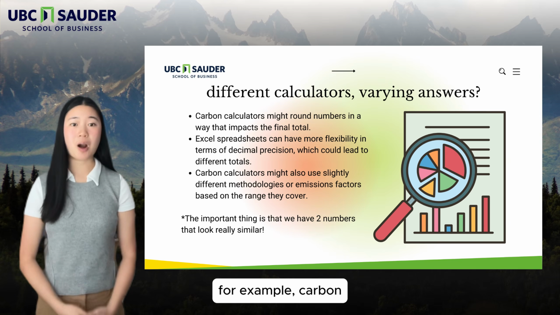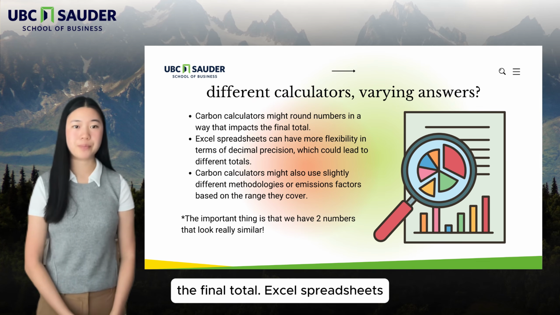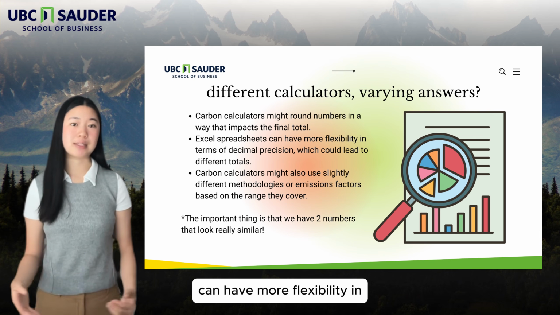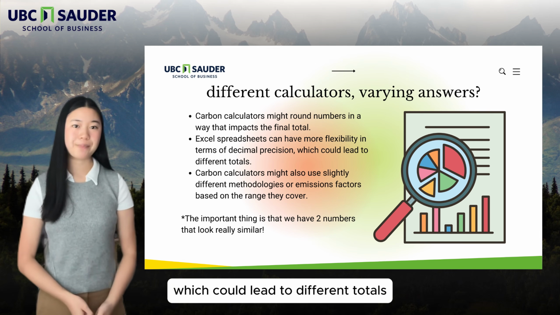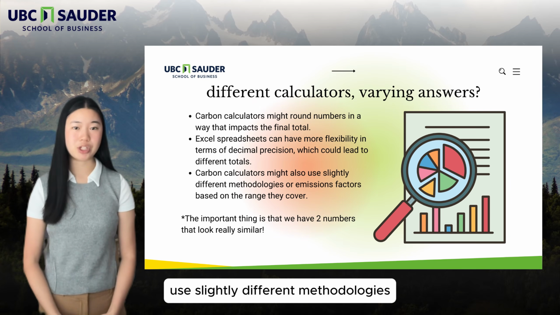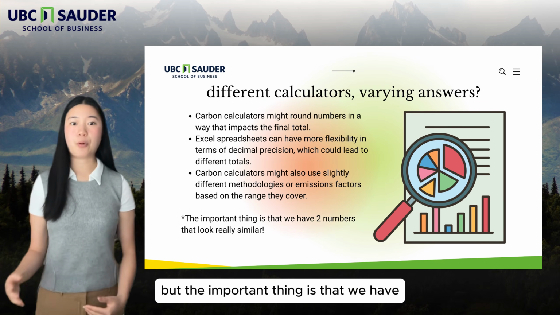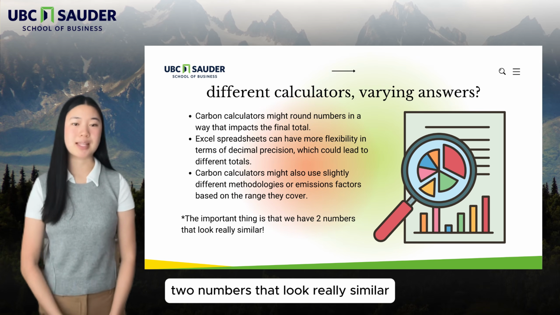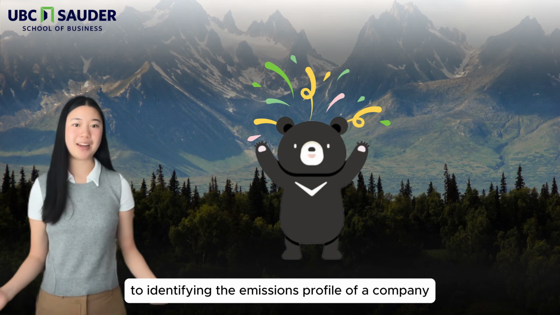For example, carbon calculators might round numbers in a way that impacts the final total. Excel spreadsheets can have more flexibility in terms of decimal precision, which could lead to different totals. Carbon calculators might also use slightly different methodologies or emission factors based on the range that they cover. But the important thing is that we have two numbers that look really similar. And that's all there is to identifying the emissions profile of a company.